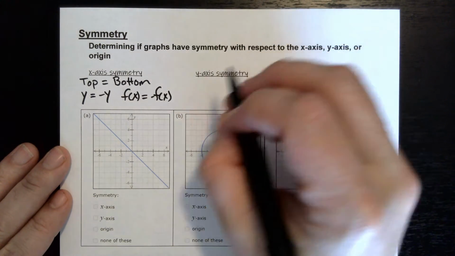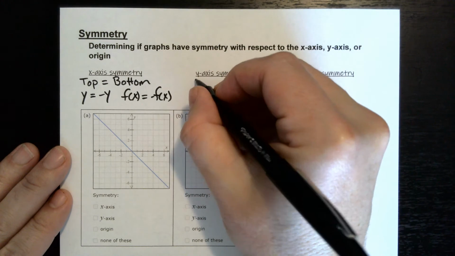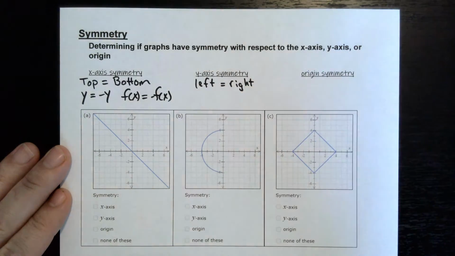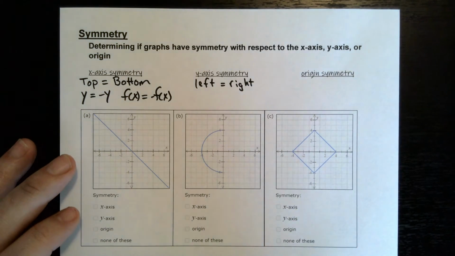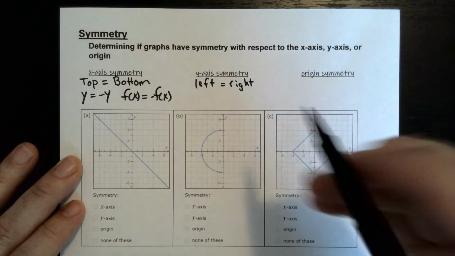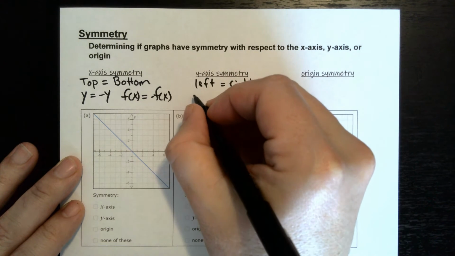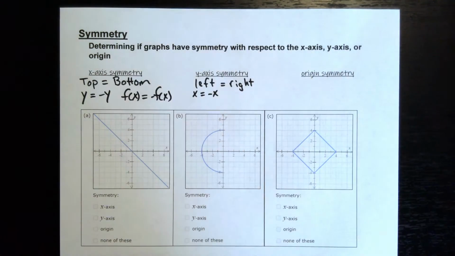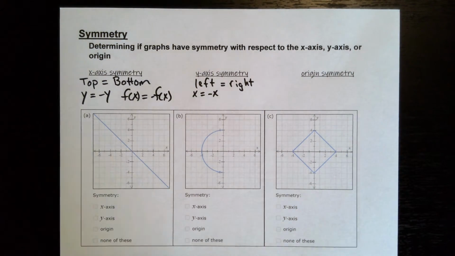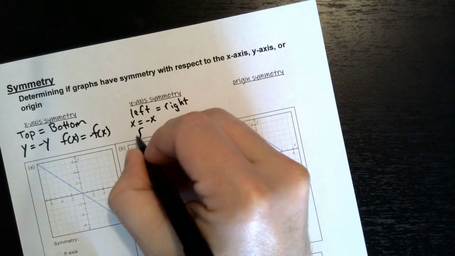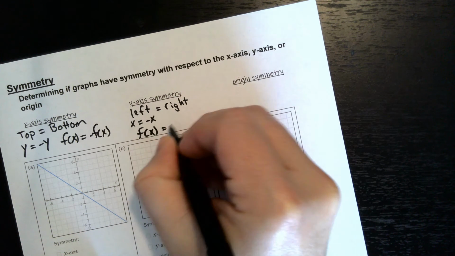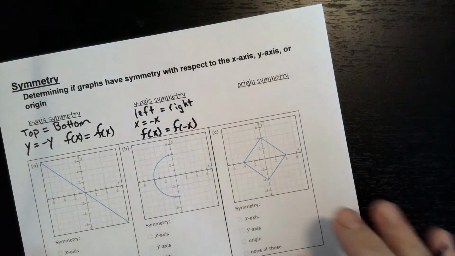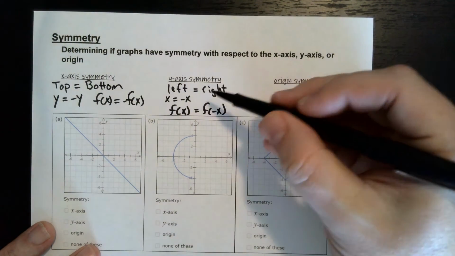As for y-axis symmetry, this is the y-axis, so the left equals the right. Okay, so that's the easy way to look at it, but it could also be looked at this way. If x is equal to negative x, or another notation is this, f of x is equal to f of negative x. Okay, so if left and right look the same, then you have y-axis symmetry.